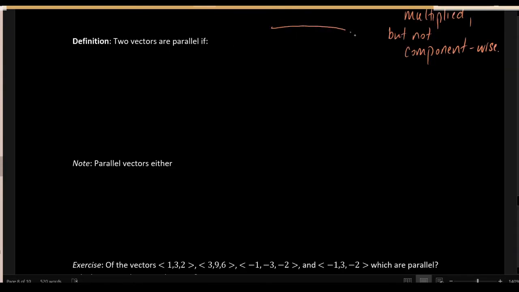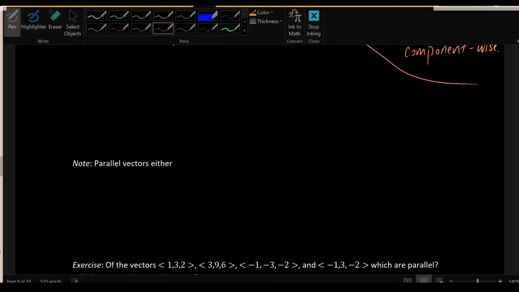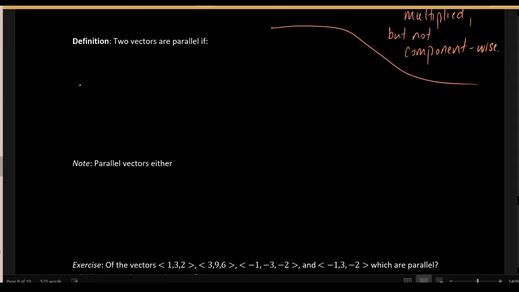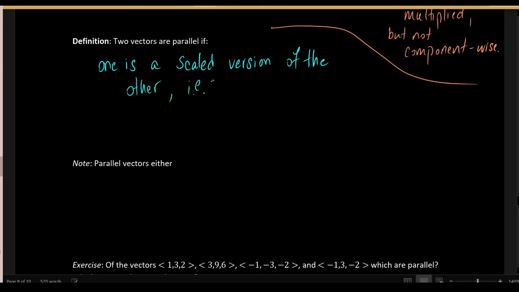Now, when we are describing the relationship between two vectors, there are a couple of words that will come up pretty often. And the first word is parallel. Two vectors are parallel if one is a scalar multiple of the other. In other words, one of your vectors is equal to some number c times the other vector.